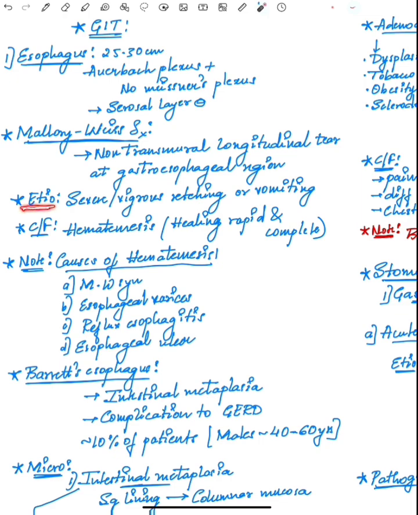Coming to the etiology of this disease, severe or vigorous retching or vomiting can be seen. The clinical feature of this disease is hematemesis, and the healing appears rapidly and is complete. The important note here is: what are the causes of hematemesis? The causes of hematemesis can be Mallory-Weiss syndrome as we discussed now, esophageal varices, reflux esophagitis or esophageal ulcer.